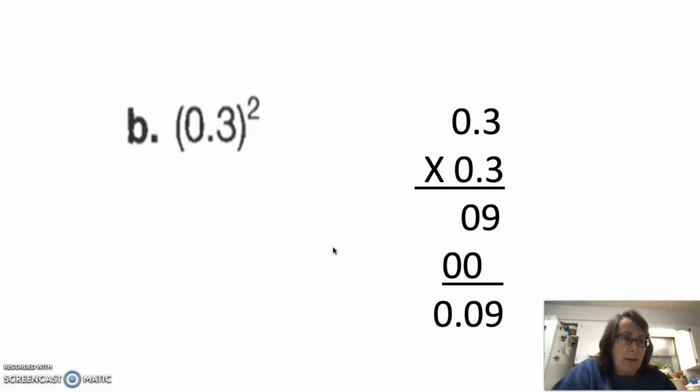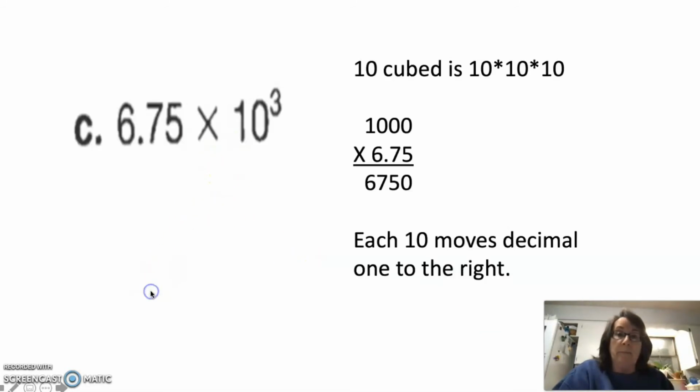0.3 times 0.3 is 0.3 squared. Now we know 3 times 3 is 9, and we're going to end up bringing the 9 all the way down. But we have 2 decimal places, and the answer will have 2 decimal places from the right. So 1, 2, 0.09 is the same thing as 0.3 squared.